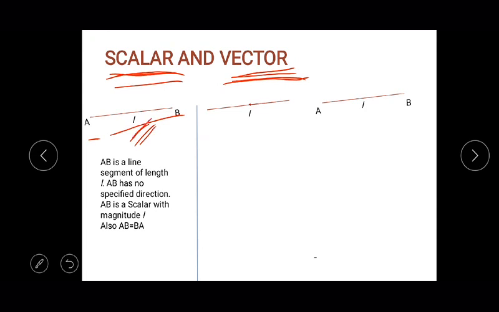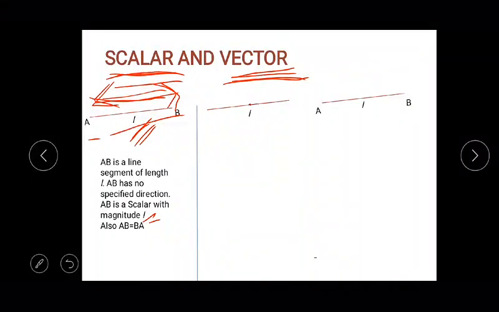Now we can measure AB from any direction, let's say from A to B or from B to A. It doesn't matter, the direction of the line segment doesn't matter. If we are ignoring its direction and only measuring its length, then we'll find that the line segment AB is a scalar quantity, as it is defined only by its magnitude, but the direction is not specified.